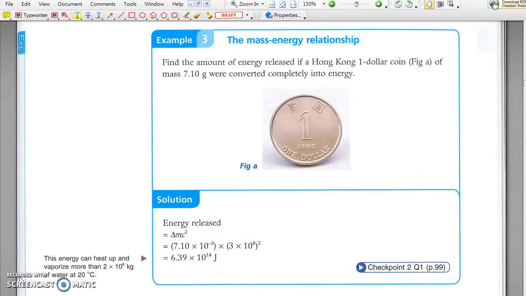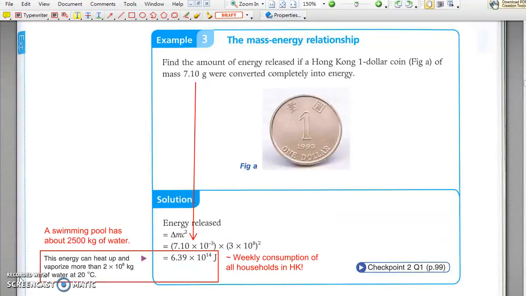Example 3. The mass-energy relationship. In this example, a Hong Kong $1 coin is converted completely into energy, which amounts to 6.39 times 10 to the power 14 joules of energy. That is about the electricity consumption of all households in Hong Kong for the week.